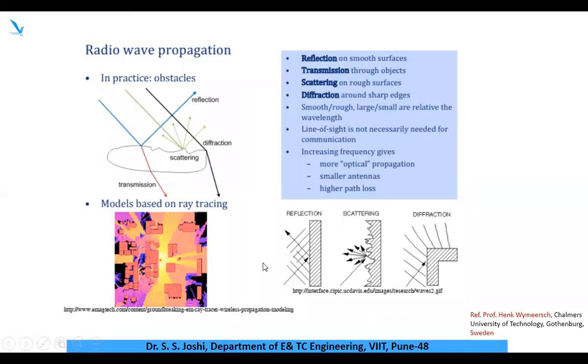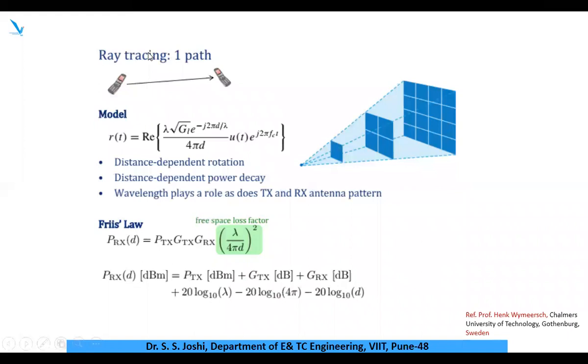So in free space, what happens? When we discuss the ray tracing model, we start with a straight line of sight path. This is a transmitting antenna, this is a receiving antenna, and the received signal r of t is given by this particular equation. Don't bother about the parameters; in a minute I will explain in detail.